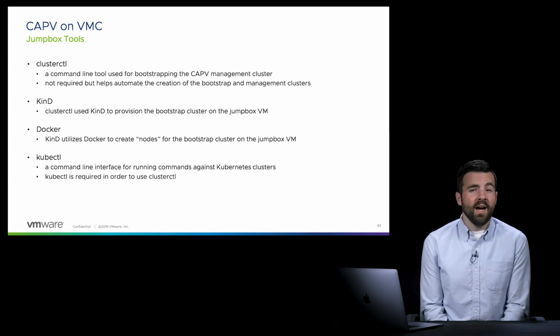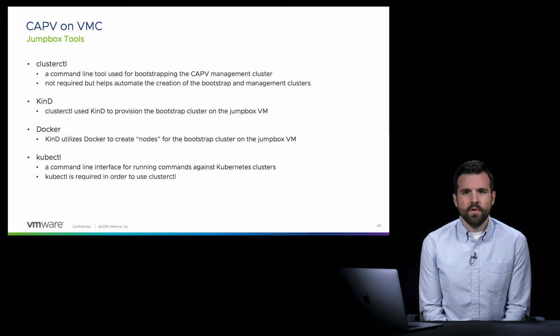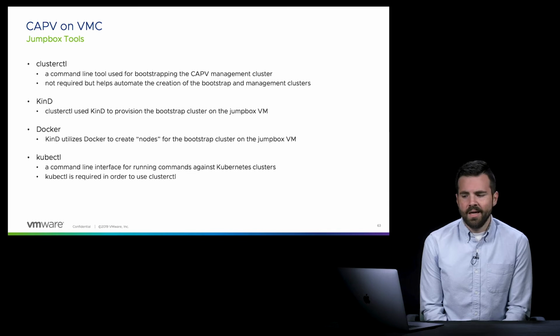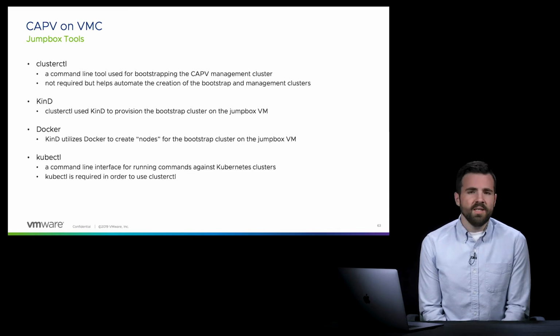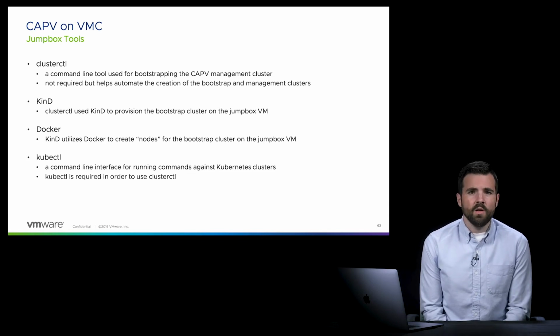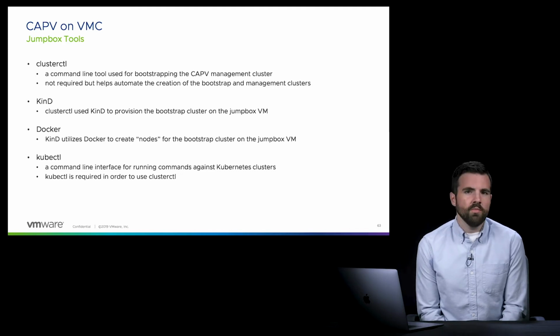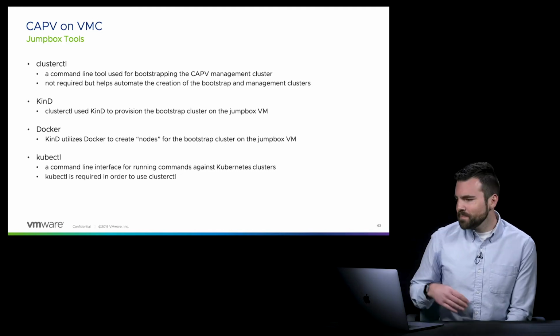So we're going to use Kind as the Bootstrap cluster. Clusterctl will use Kind to provision the Bootstrap cluster on the Jumpbox VM, and obviously Kind uses Docker as the nodes for the local cluster on the Jumpbox VM. And lastly, we're going to use kubectl, which is the command line tool for interacting with the Kubernetes API. kubectl is required for clusterctl, which uses kubectl to communicate with the Kubernetes resources.